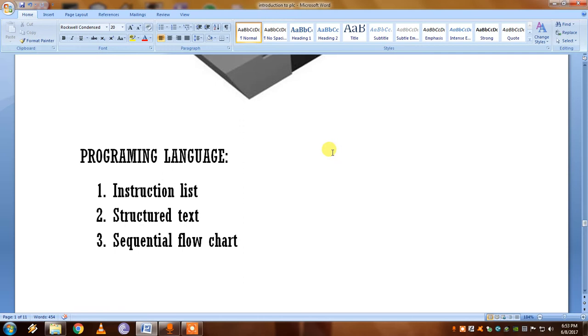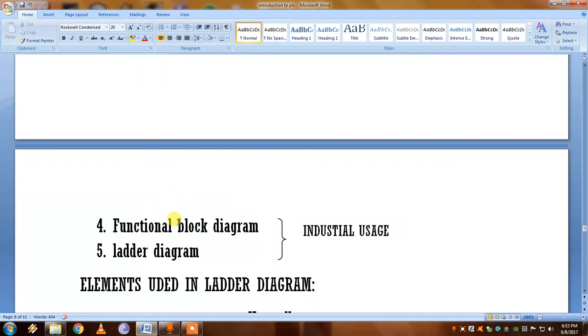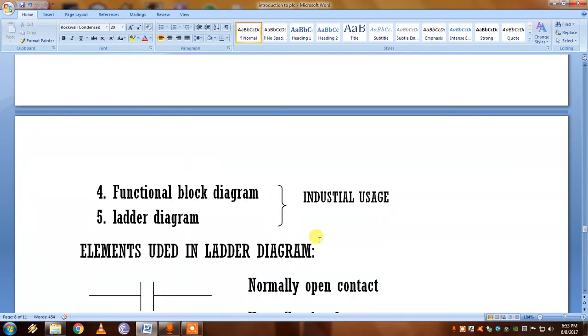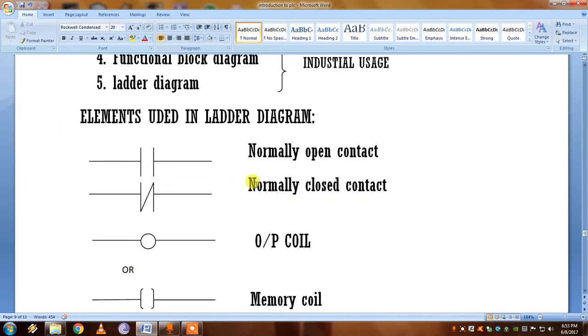The programming languages we use nowadays in industries are of 5 types, but we mainly use 2 types. Let's see about it. The first one is instruction list, structured text, sequential flowchart, then function block diagram and ladder diagram. These two, function block and ladder, are used in industrial usage nowadays. Let's see the elements used in a ladder diagram.